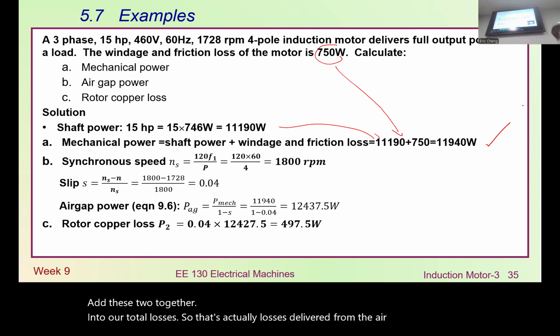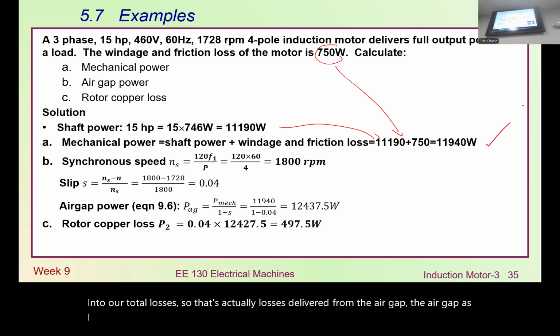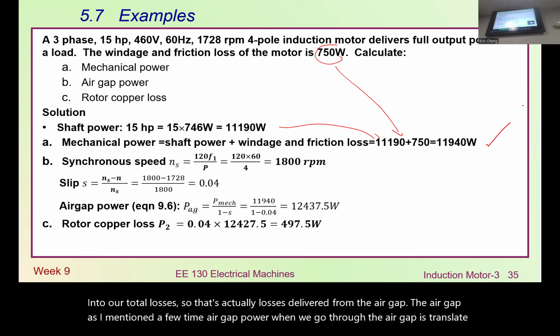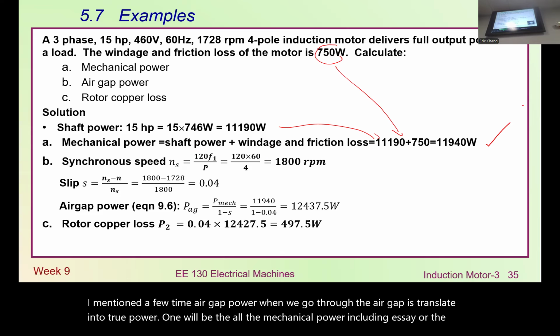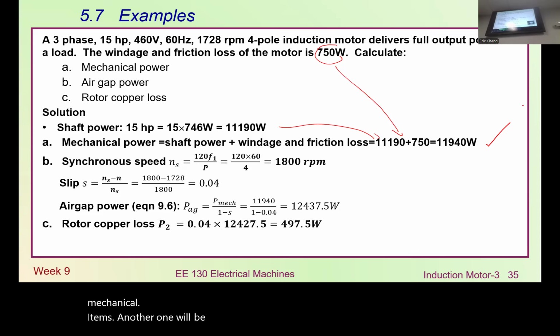The air gap, as I mentioned a few times, air gap power, when we go through the air gap, we translate into two powers. One will be all the mechanical power, including the mechanical items. Another one will be the rotor copper loss. So mainly these two. Rotor copper loss is resistive loss.